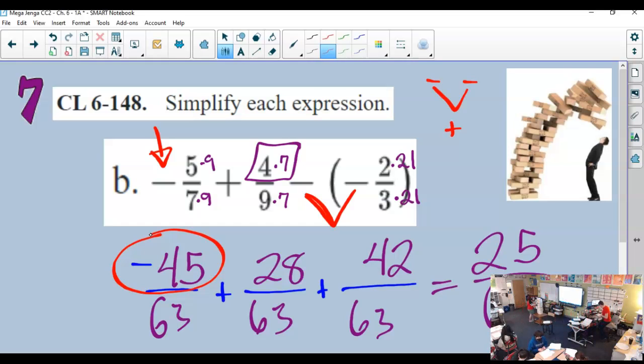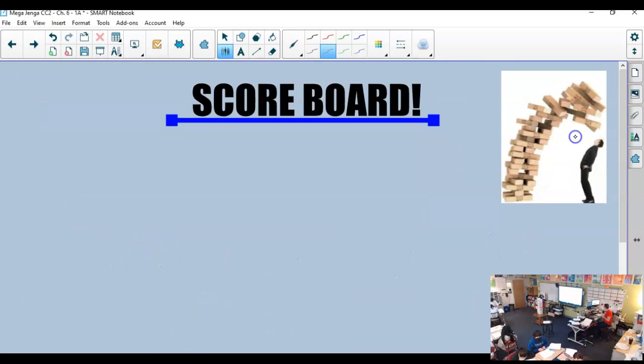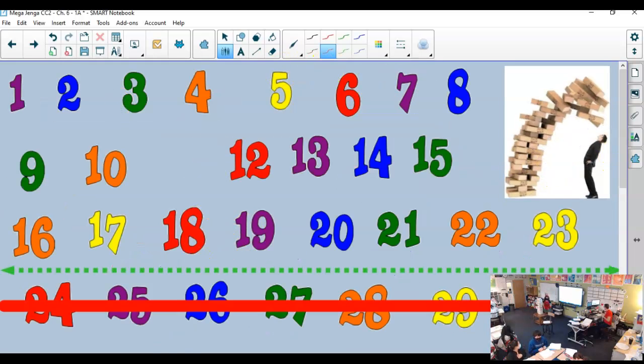That was 7. Aiden, pick a number that still exists here. How much do we get? 4 plus 5. It's randomized, dude. Just pick a number. 20.